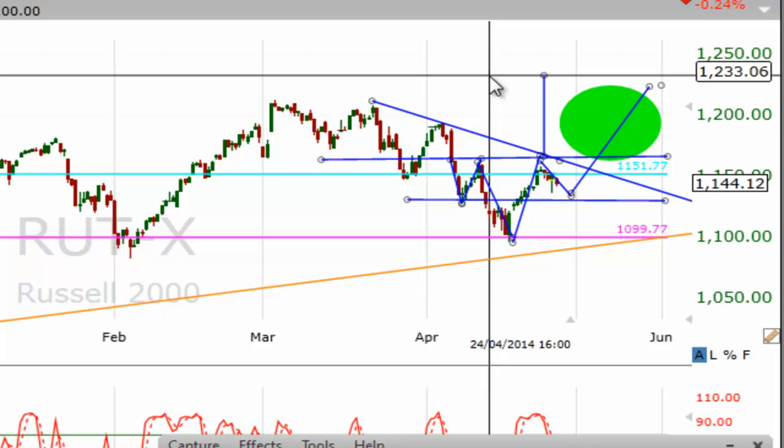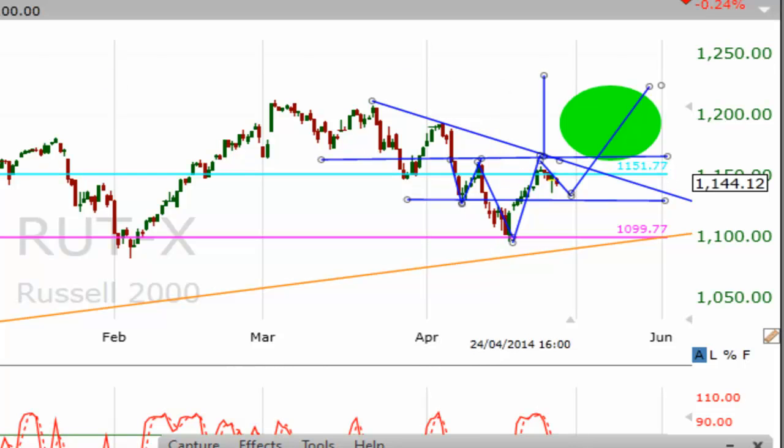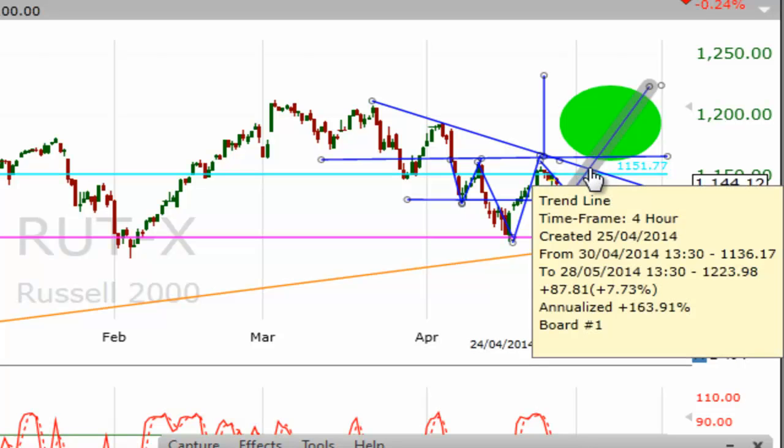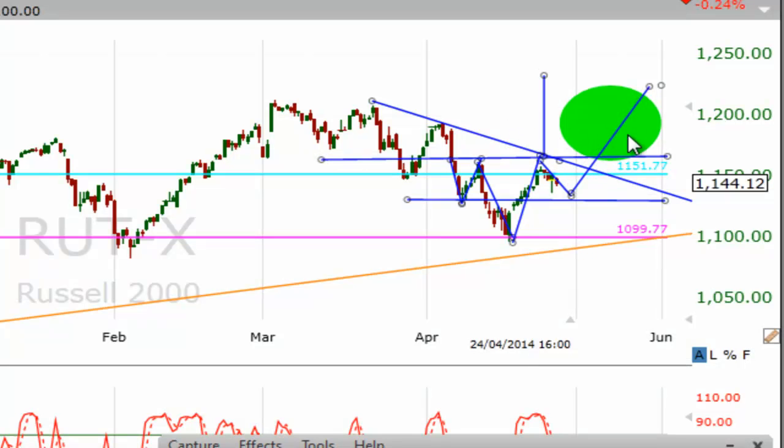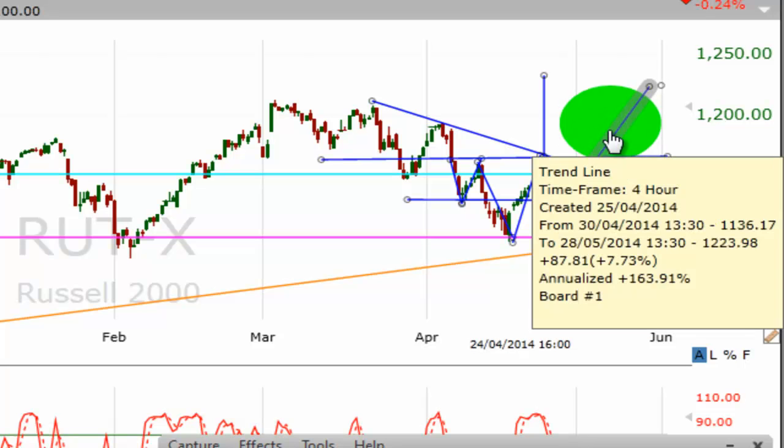1233. But my message to traders, even if you form the inverted head and shoulder here on the 4-hour chart, and it starts going up, if you want to buy it, allow it to come to the green zone.